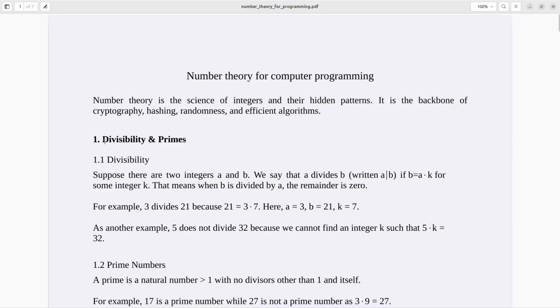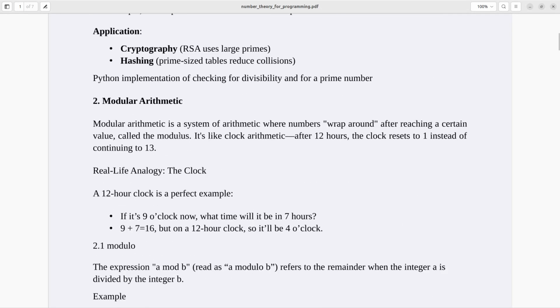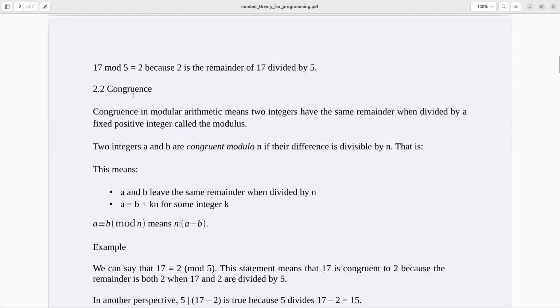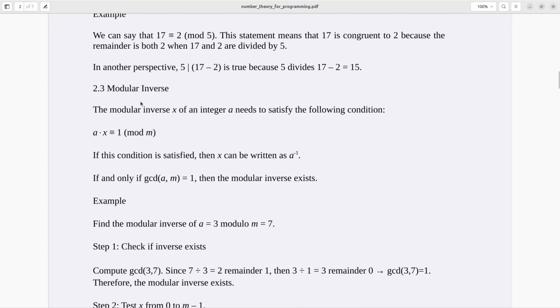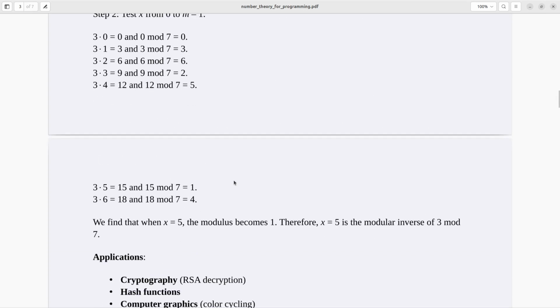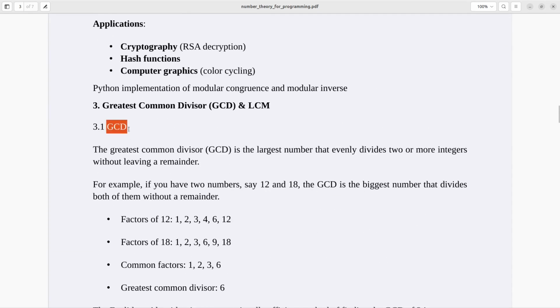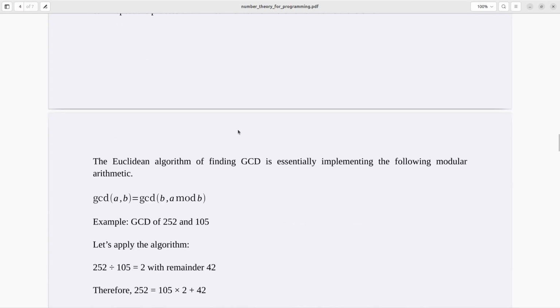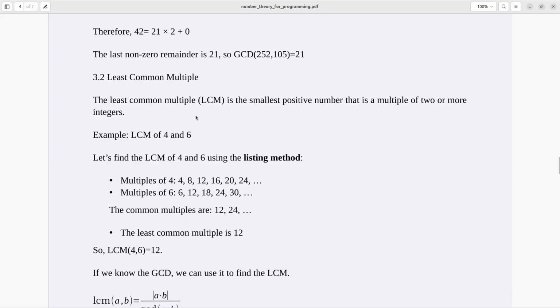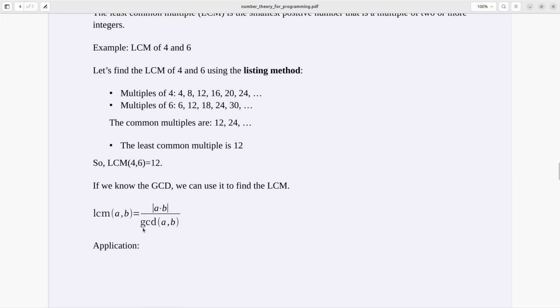Okay, so this video has discussed many topics about number theory for computer programming. We handled divisibility and prime numbers. We also handled modular arithmetic. We also learned the meaning of congruence in modular arithmetic. We also learned the modular inverse and the way to find that out. We also learned the meaning of the GCD and LCM. The way to find the GCD is the Euclidean algorithm. Okay, and the LCM can be evaluated by using the GCD.